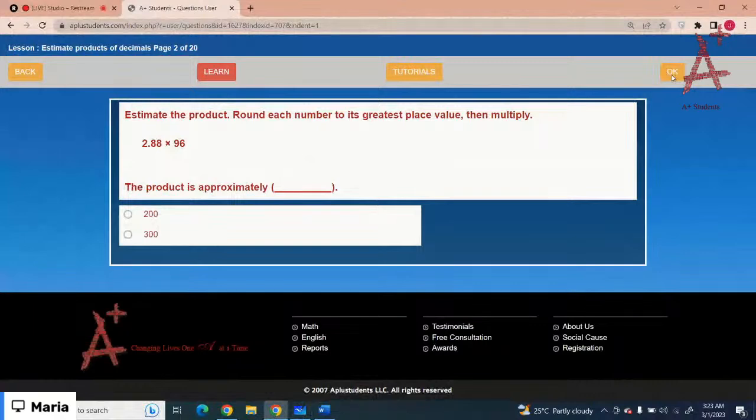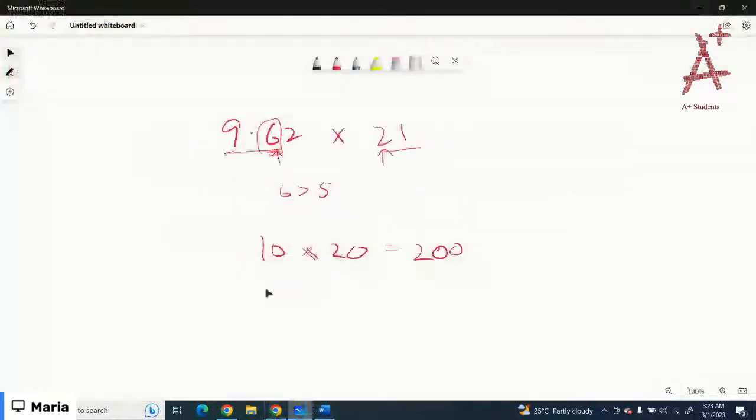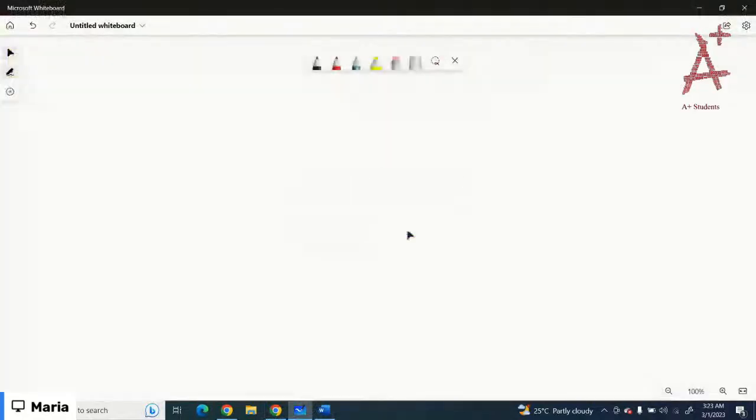Okay, the next one is 2.88 times 96. Just look at the decimal first. Just look at the very first number right after the decimal point. You have 8. You have to compare this number to 5. 8 is greater than 5 or less than 5? 8 is greater than 5. That means you have to round up. Round up means you have to add 1 to the whole number and remove the decimal portion. So 2.88 is rounded off to 3.